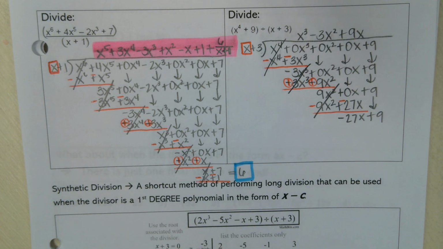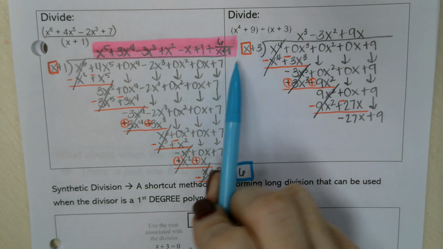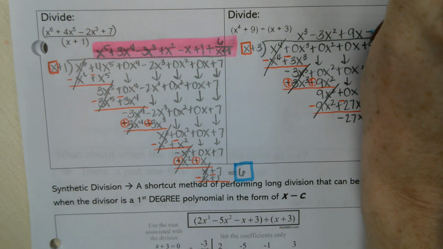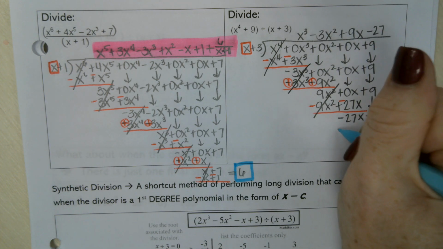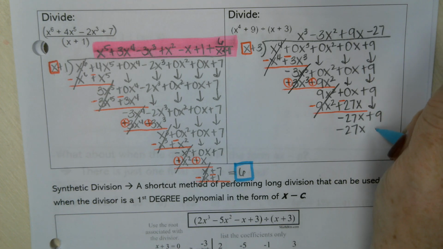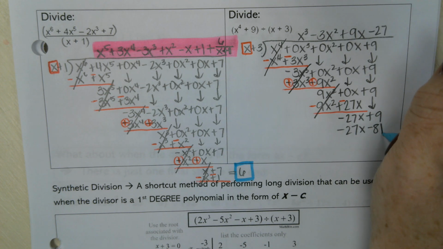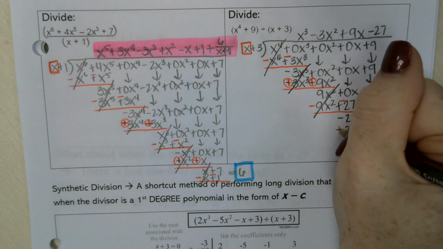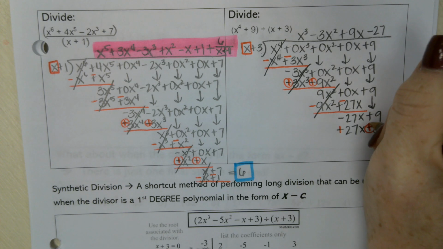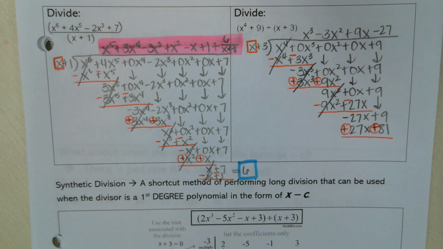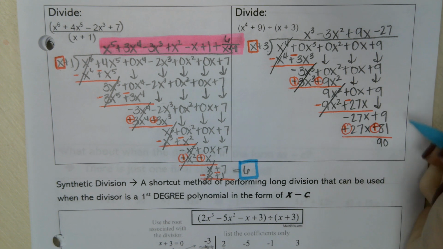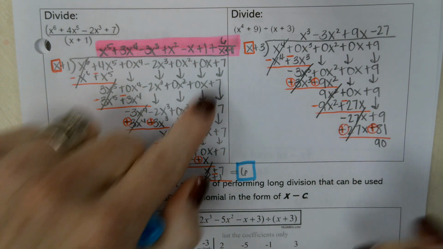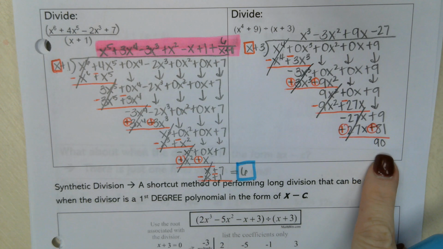We're almost done. Now right here, what do I multiply by x to give me negative 27x? Negative 27. So that's negative 27x, and then that gives me negative 81. When you come through and you subtract, it changes your signs. So this ends up being 90. So 90 is my remainder, because I can't multiply x by anything that's going to give me 90.